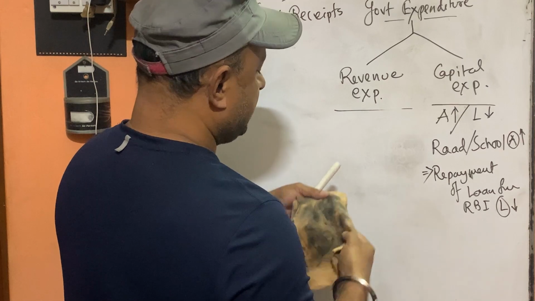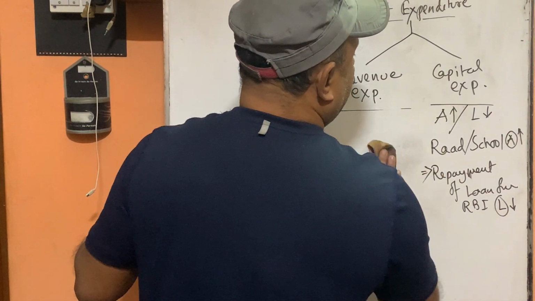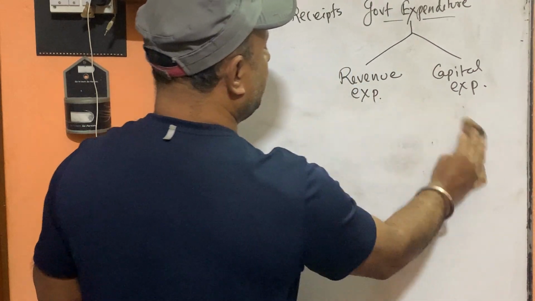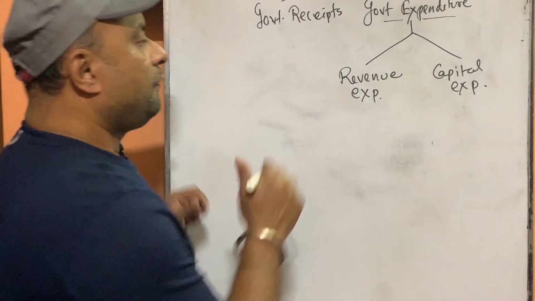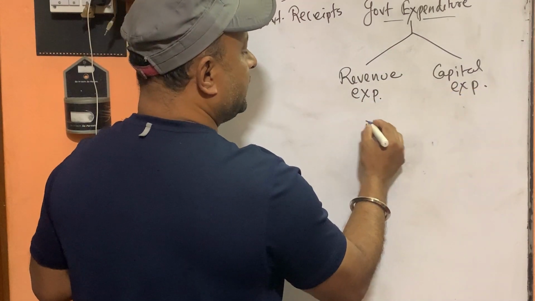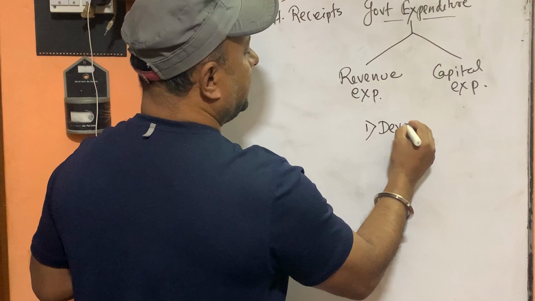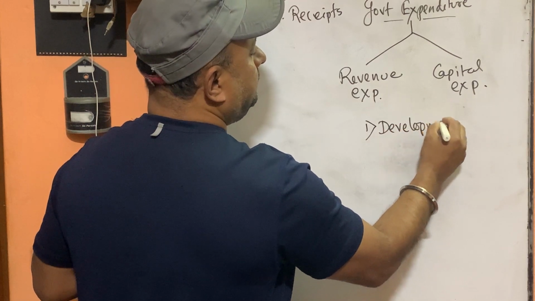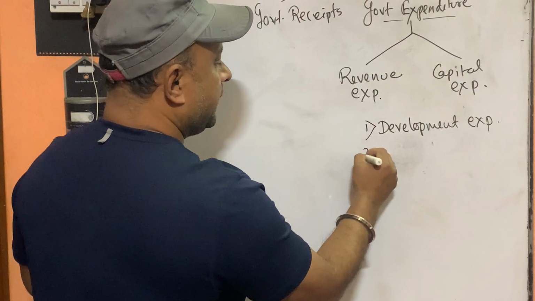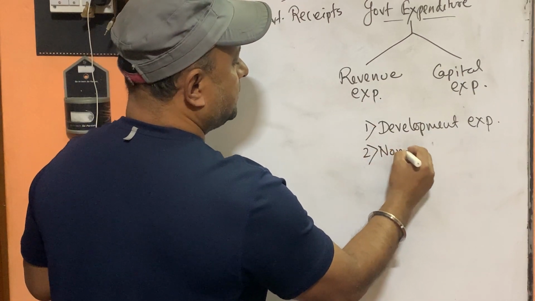Now apart from this expenditure, some other expenditure is also related with the revenue and capital expenditure. Four types of expenditure are related with both the revenue and capital expenditure. First one is development expenditure. Second one is non-development expenditure.